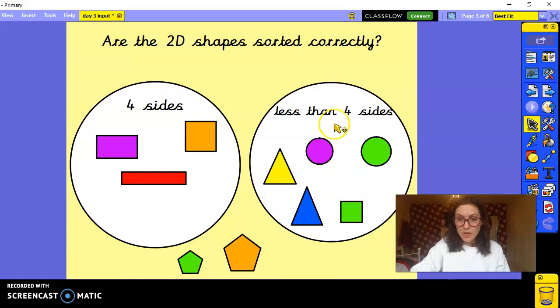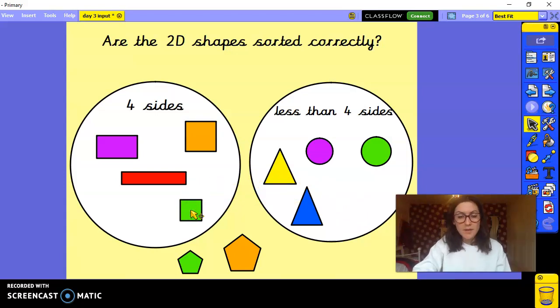Okay, less than 4 sides. So let's recap. We said no sides or 1, 2 or 3 can belong in here. Let's double check. Help me count. 1, 2, 3. Fine. A circle we know has 1 all the way around. So that's fine. So is that circle. Let's check this triangle. 1, 2, 3. Fine. And this square. 1, 2, 3, 4. Oh dear, where should that one be? In my 4 sides. Well done.